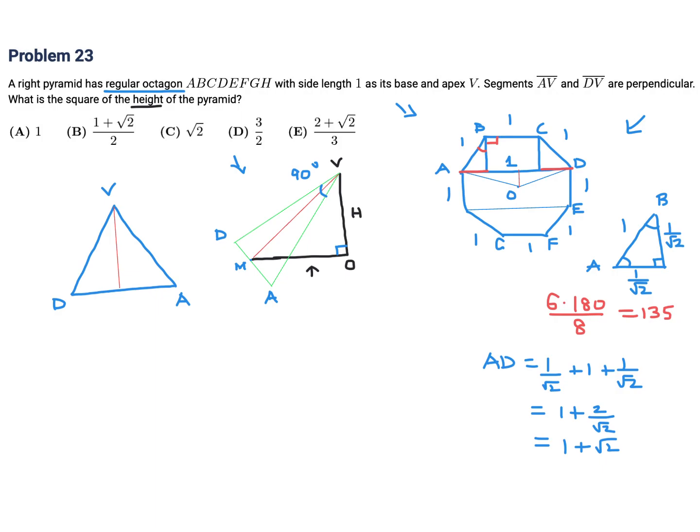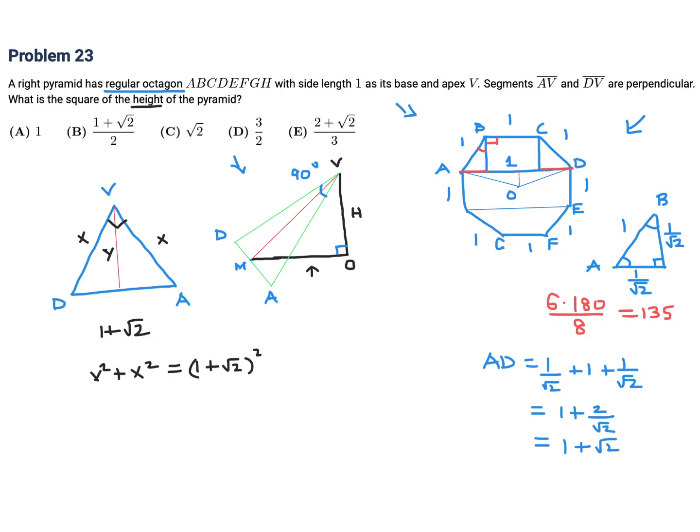Now let's label this. The bottom is 1 plus root 2, that's AD that we just figured out. The red line I'll call Y, and the sides I'll call X, because it's an isosceles triangle. We know this angle is a right angle, segments AV and DV are perpendicular. So that means x squared plus x squared is equal to 1 plus root 2 all squared.